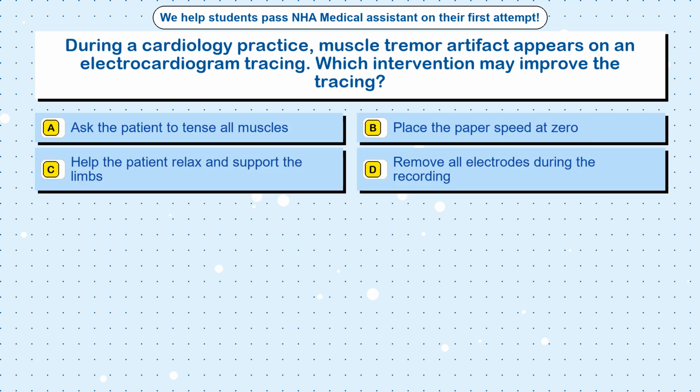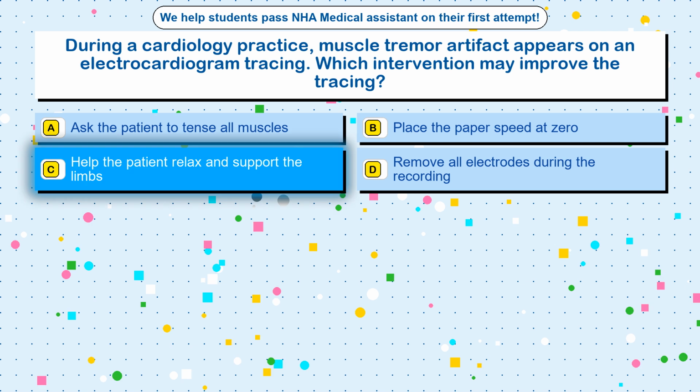Question 81. During a cardiology practice, muscle tremor artifact appears on an electrocardiogram tracing. Which intervention may improve the tracing? Option A. Ask the patient to tense all muscles. Option B. Place the paper speed at 0. Option C. Help the patient relax and support the limbs. Option D. Remove all electrodes during the recording. The correct answer is option C.